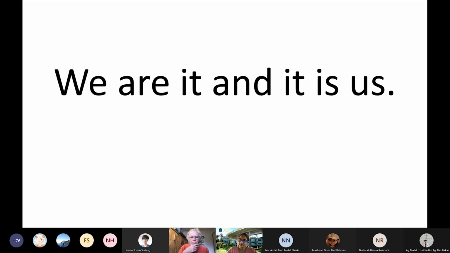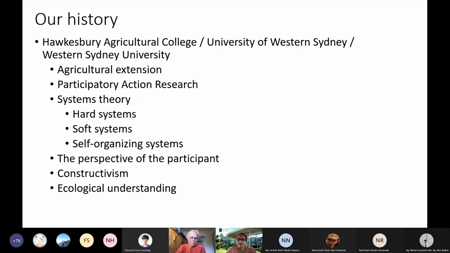So if we go on to the next slide, this is a little bit about what we have done in our course. The Social Ecology course grew out of the Agricultural College, out of agricultural extension, talked about participatory action research, used systems theory, and most particularly self-organising systems. So a forest is a self-organising system. It creates its own, maintains its own life. My body is a self-organising system. Society is a self-organising system. We work with the perspective of the participant in that process, and we value this thing called ecological understanding.